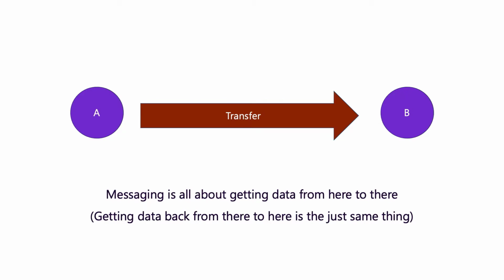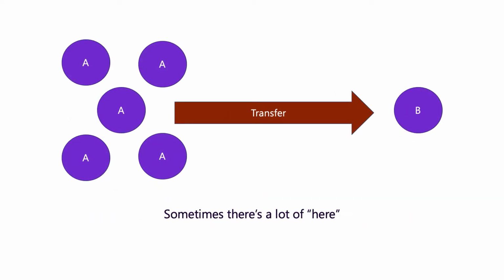So messaging is really all about getting data from one part to another, going from system A to system B, from point A to point B. But there are some things we need to consider whenever we're moving messages back and forth, because it's never usually that simple. Sometimes there are a lot of senders on one side sending messages over to the other side, and so we need to think about how we deal with those types of scenarios.